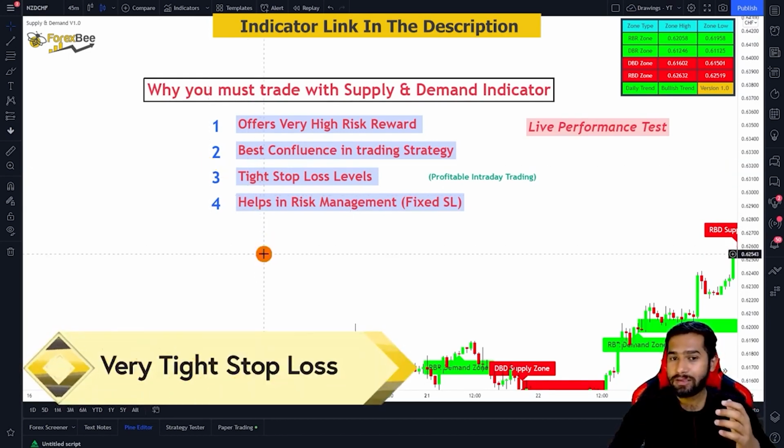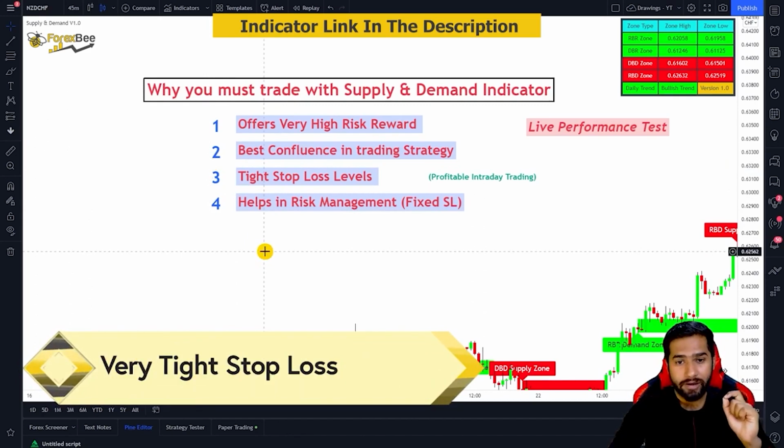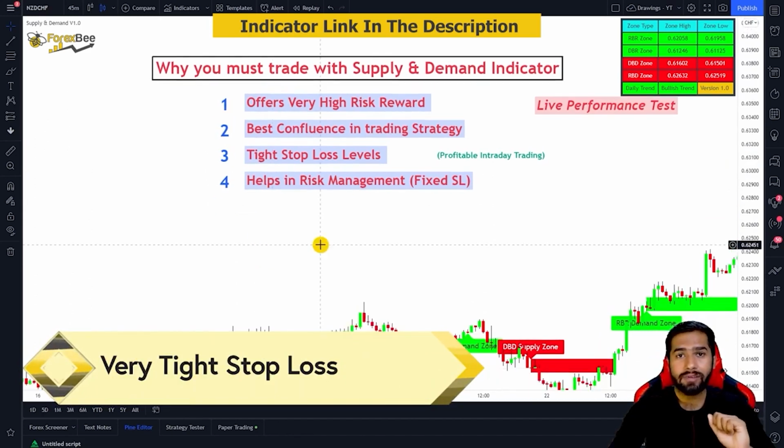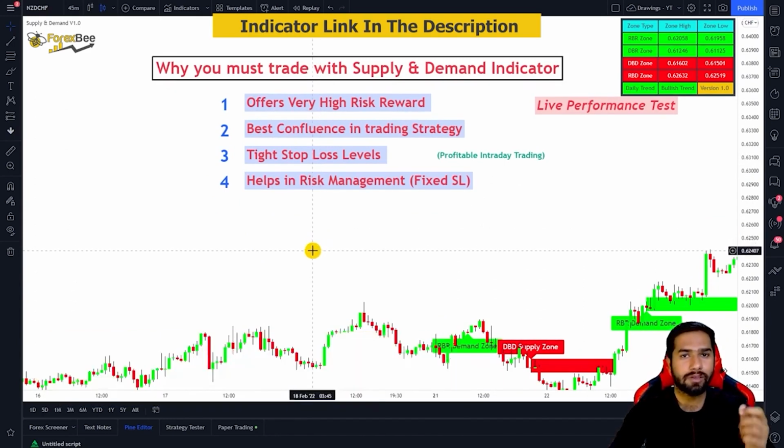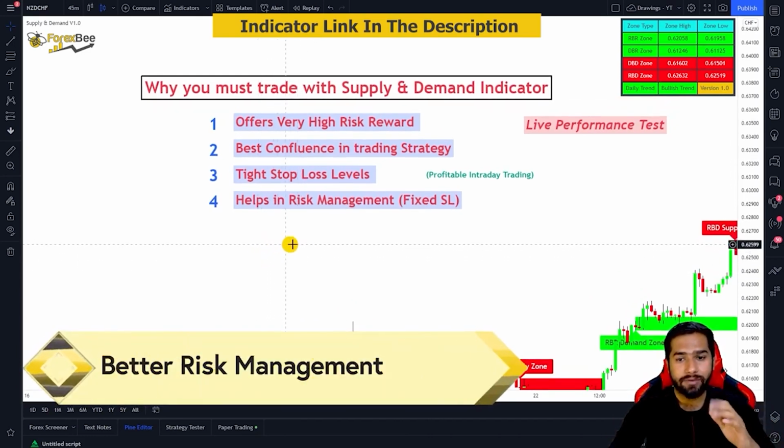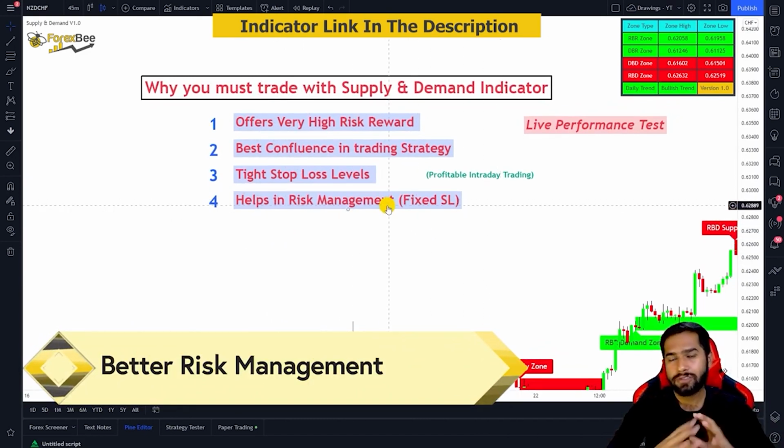And the third thing is it allows us tight stop loss levels. As I just said, it gives us pinpoint entries, and the stop loss of the supply and demand zones is always very small compared to other trading strategies that are available in the market or that you can develop. And the fourth one is it helps in risk management because it has a fixed stop loss.